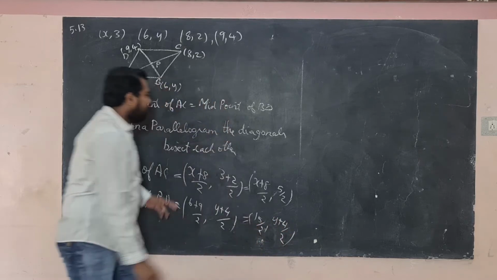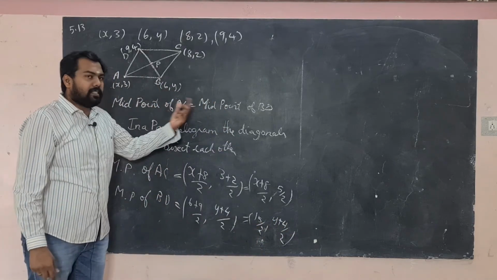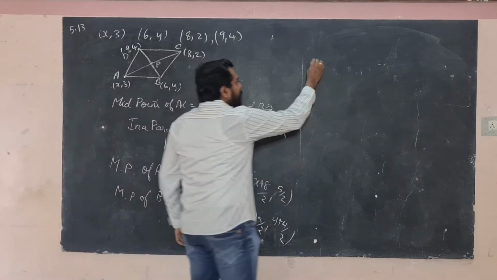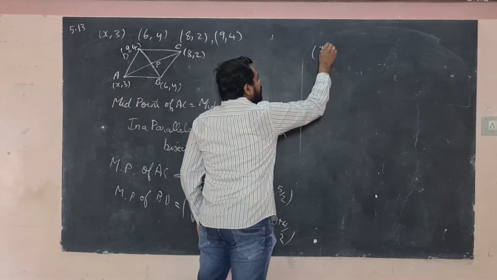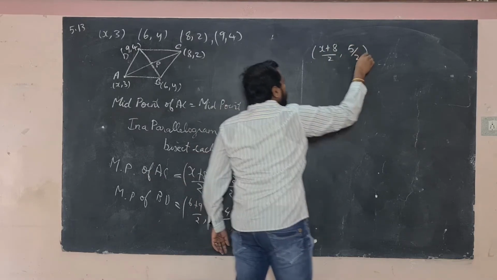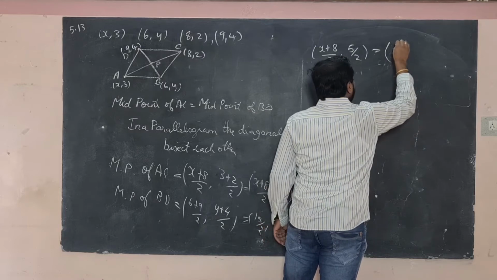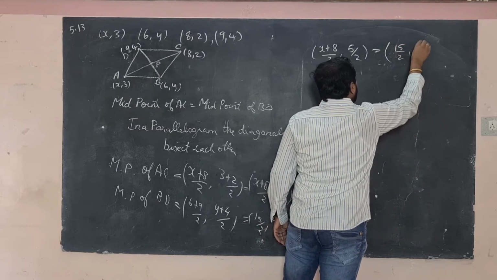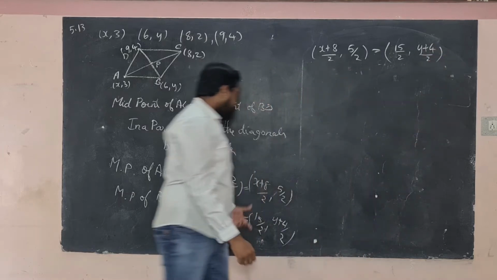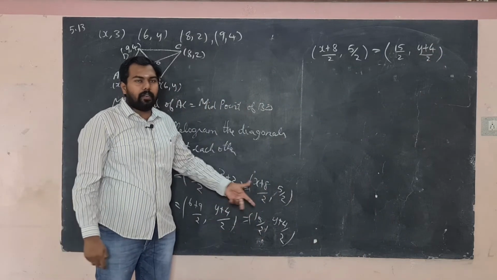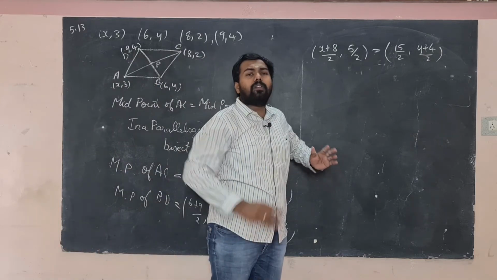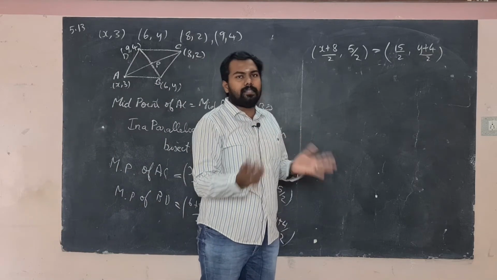So what we know, midpoint of AC is equal to midpoint of BD. So we equate these two. ரெண்டையும் equate பண்ணா என்ன வரும் பாருங்க, ((x plus 8) divided by 2, 5 by 2) equal to (15 by 2, (y plus 4) by 2). See, I equated these 2 points. இந்த ரெண்டு பாயிண்ட்டை நம்ம equate பண்ணிட்டோம். இப்போ என்ன பண்ணலாம் பார்த்தீங்கன்னா, we have to equate both the x coordinate and y coordinate separately.